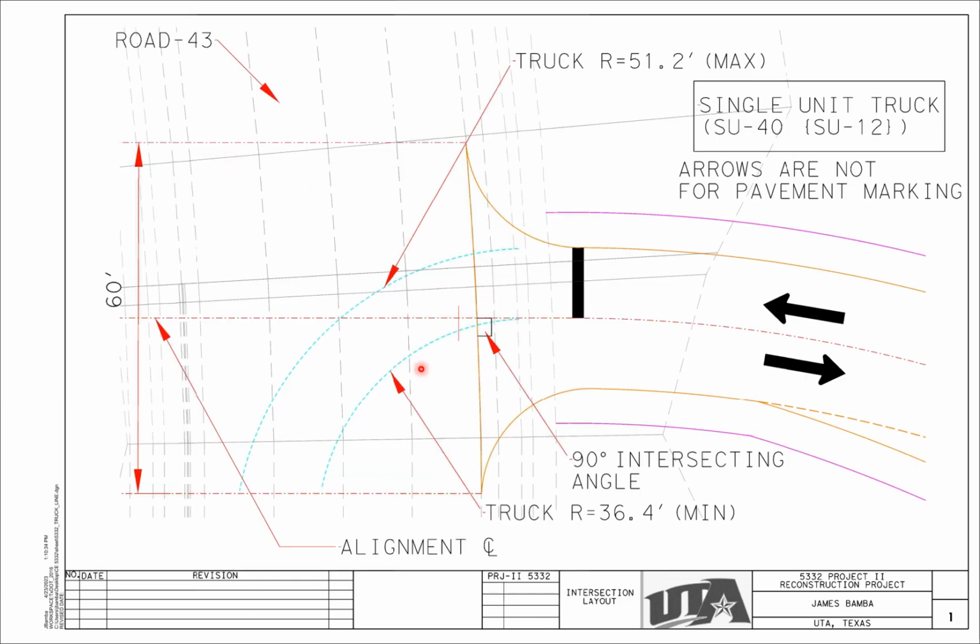This is the intersection. We are told the truck that's supposed to be using this intersection is an SU40 truck, and these are the criteria given for us. The maximum truck radius of 51.2 and the minimum truck radius of 36.4. So I was able to incorporate all that in this design. So in this intersection here, this truck can safely operate. These arrows here are not pavement markings though, they are just showing the direction of traffic.